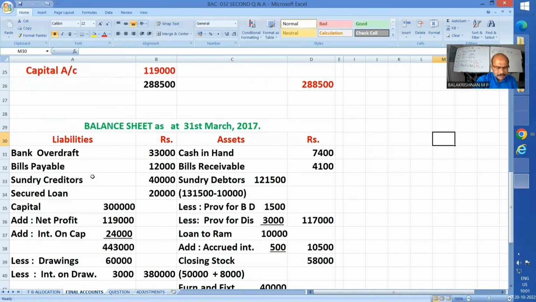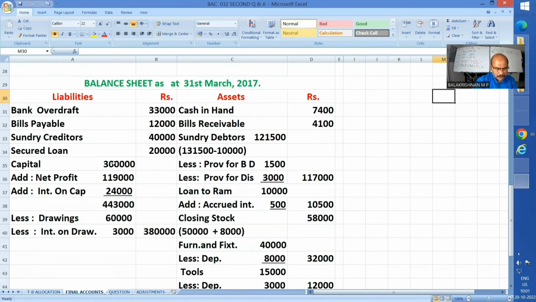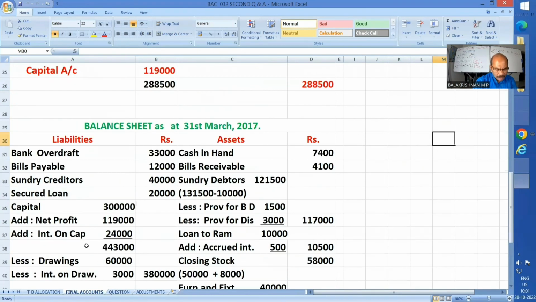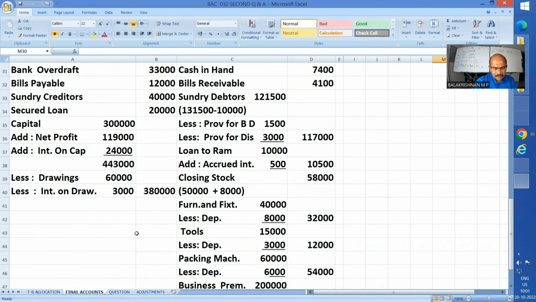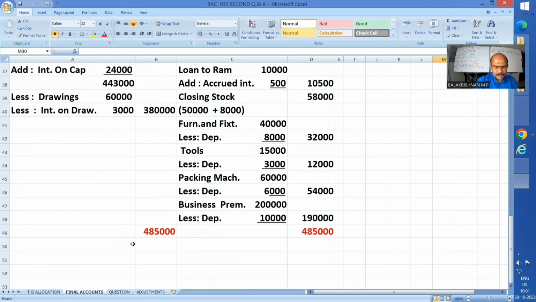Well, as far as the liability side is concerned, bank overdraft as it is, bills payable as it is, uncredited as it is, secured loan 20,000. After current liabilities are shown, I'm showing this secured loan. Okay, it's a non-current liability, right? Capital, this was the original capital, add the net profit, and also interest on capital. These are the things which are added to the capital, and drawings as well as interest on drawings. Mind, I told you, I'll show you here drawings and interest on drawings, two successive deductions, and I get the latest capital. Fine. 3,80,000 and 4,85,000 is the liability side total.